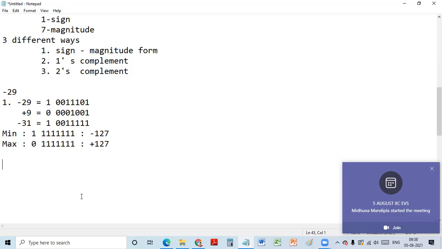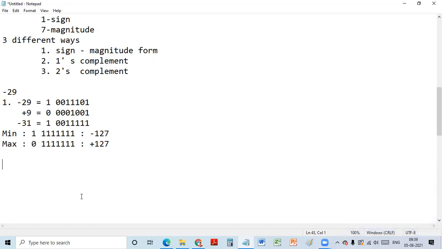But here there are 2 disadvantages in sign magnitude form. One is, whenever you want to perform operations on 2 numbers, you need to treat the sign bit separately. It should not be included while performing the operations. Only the magnitudes have to undergo the operation, either addition or multiplication or subtraction, and the sign bits need to be treated separately. Am I right?